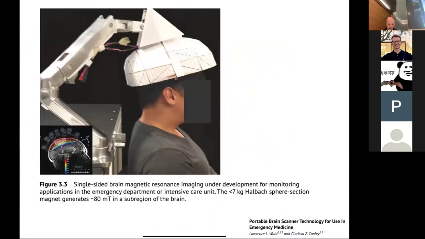And then here is something that's even more out there, where they're using the Halbach magnet to make a hair salon kind of magnet. So the idea is you could just go in and get your brain scanned. Okay.